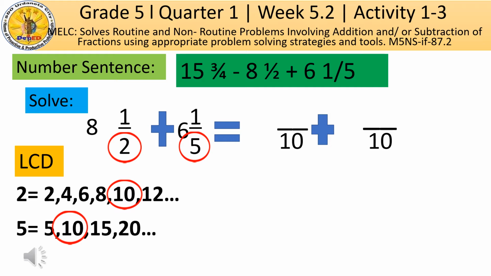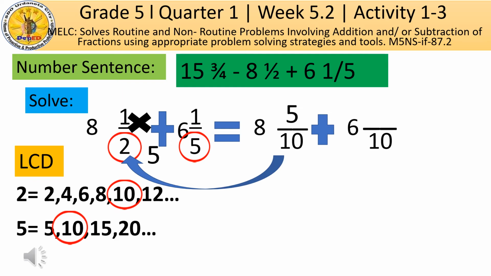Then we need to put back the whole numbers, which are 8 and 6. Then let us divide. 10 divided by 2 is 5. Then 5 times 1 is 5, and place it in the first numerator of the addends. Then 10 divided by 5 is 2. Then 2 times 1 is 2, and place it in the second numerator of the addends.